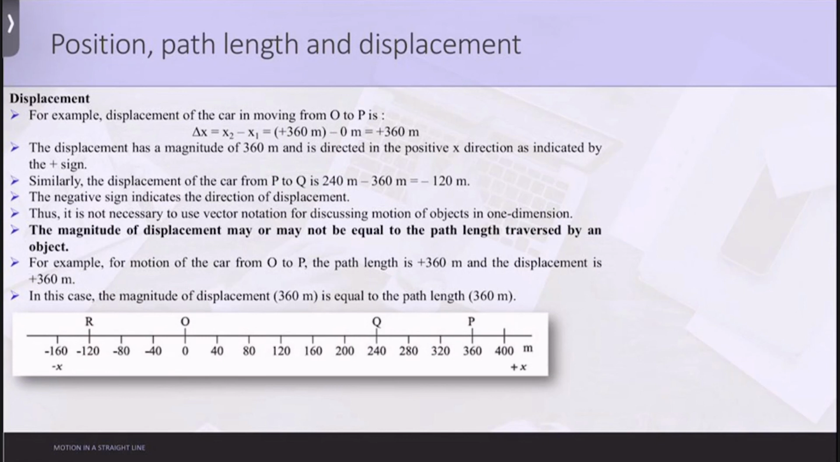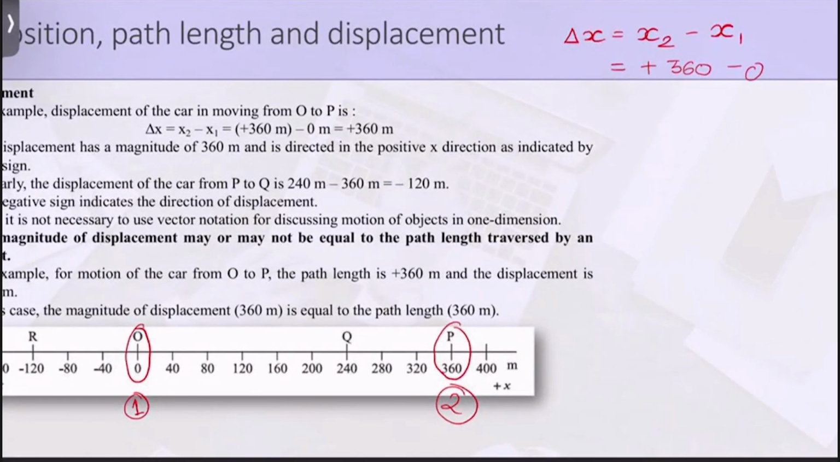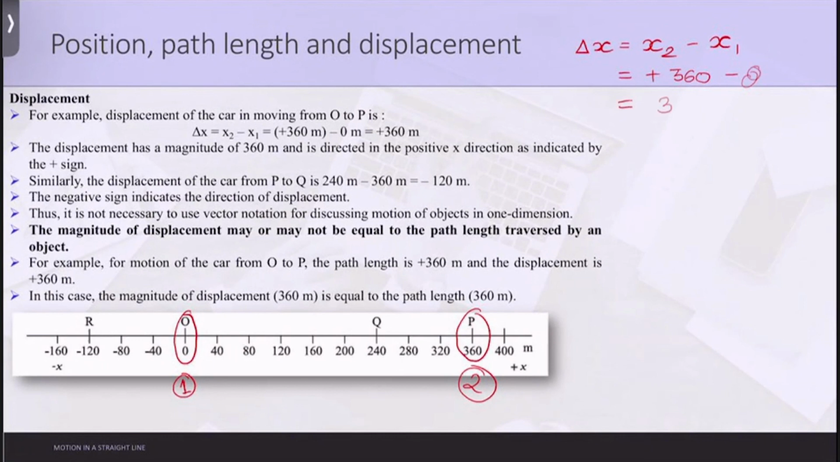Let us look at the examples of displacement. For example, displacement of the car in moving from O to P. Let us say this was the initial position that was denoted by x1, and this is the final position, that is x2. So how to calculate the value of displacement? We understood it from the formula. It is delta x, which is equal to final value, that is x2, minus initial value, that is x1. What is the final value? It is 360 in the positive direction. So we will write plus 360 minus initial value, which is 0 only. So therefore the final answer is plus 360.